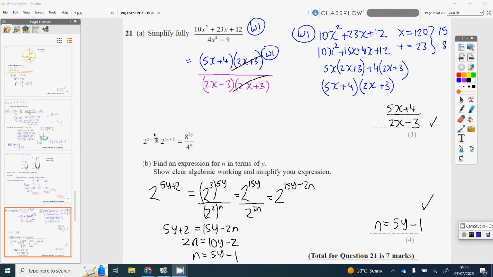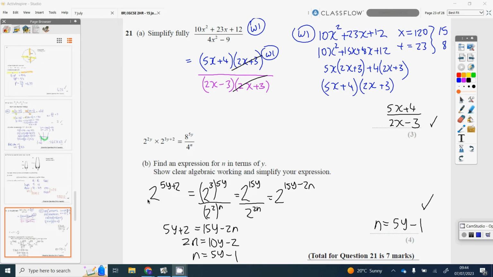Now on the left-hand side, I've just taken the opportunity to follow the index law. When you multiply, you add the powers. So 2y plus 3y plus 2 is 5y plus 2. Now, going from here to here, if you've got a power inside and outside the bracket, you multiply them together. So 3 lots of 5y is 15y, 2 times n is 2n. And then following the index law again, when you're dividing, you subtract the powers. So this becomes 2 to the power of 15y minus 2n.